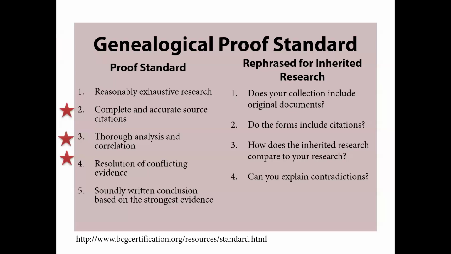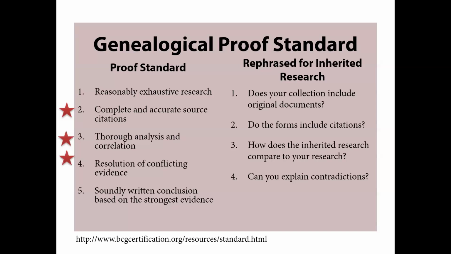So, what is the Genealogical Proof Standard? I call it the GPS for short, and think of it like the GPS for your car, but GPS for genealogy. There are five proof standards: reasonably exhaustive research, complete and accurate source citations, thorough analysis and correlation, resolution of conflicting evidence, and a soundly written conclusion based on the strongest evidence.